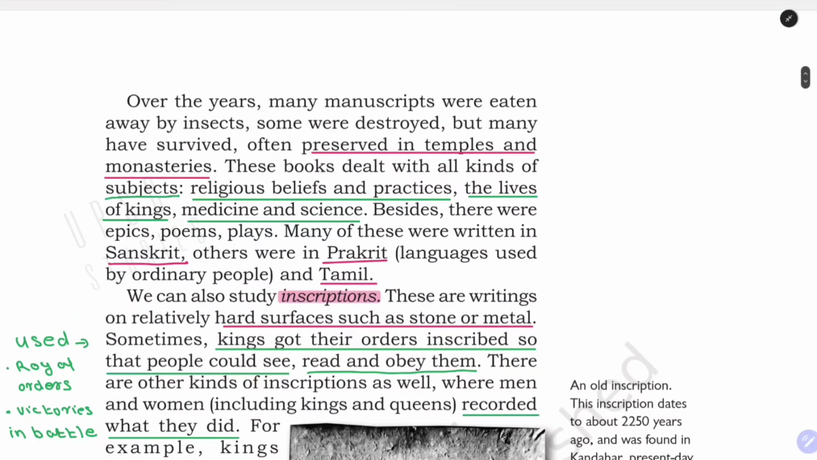So by referring to these books, we can know how they lived, what their beliefs and practices were, how the kings lived, and what the medicine and science were at that time. We get information about all this.